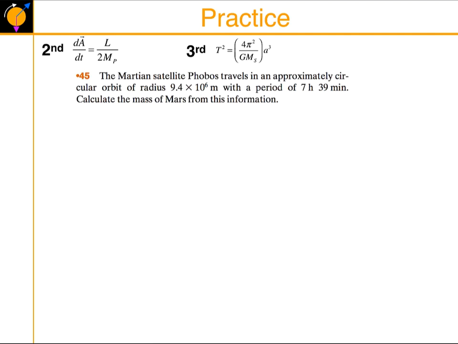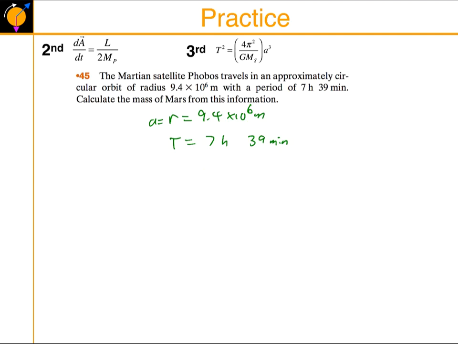Phobos, a Martian satellite, one of the moons of Mars, travels in an approximately circular orbit of radius 9.4 times 10 to the 6 meters. It's orbiting with an orbital period of 7 hours and 39 minutes. And we can use that to calculate the mass of Mars. That's a totally legitimate way to get a calculation for the mass of Mars, because if you look at this equation, it depends on the period, the mass of the thing that you're orbiting, in this case the mass of Mars, and the orbital radius, or semi-major axis. So we're trying to find an estimate of the mass of Mars.